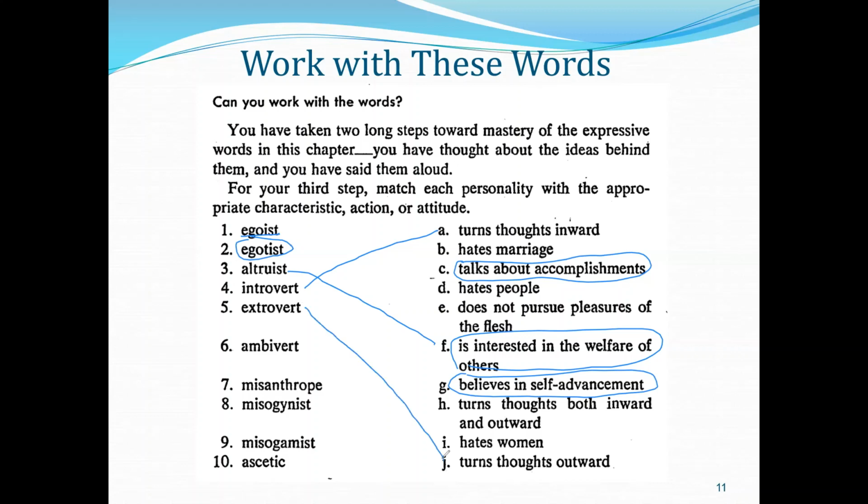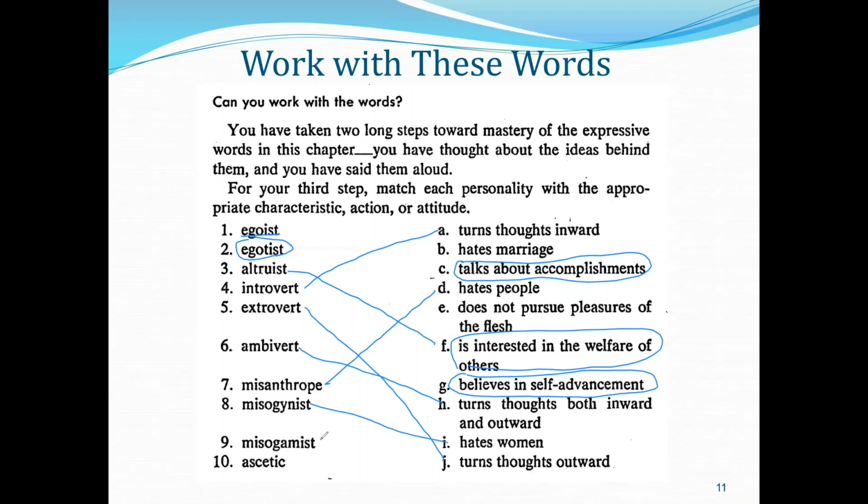J. Ambivert, right? Ambivert, well, would be somewhere in between or even covering both. So that would be turn thoughts both inward and outward. Misanthrope, basically the person who hates what? Humankind. So it hates people, hates people. Misogynist, the person who hates women. That's pretty easy, right? To pick. That's I.